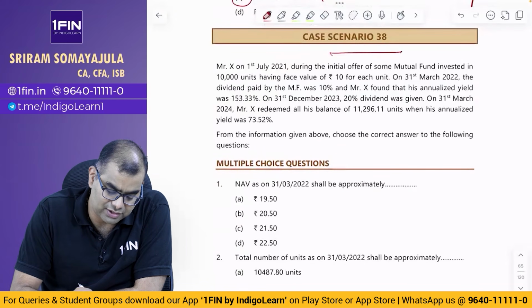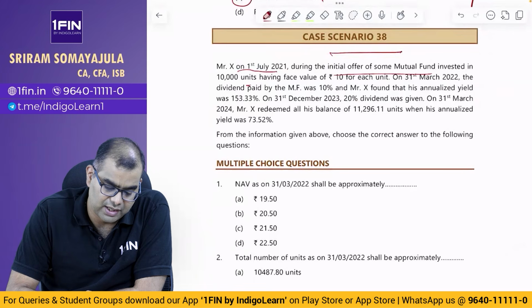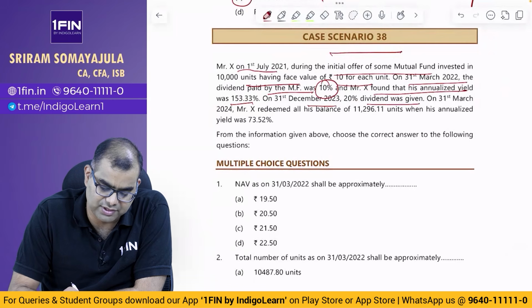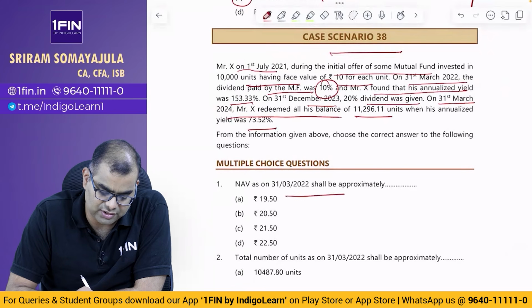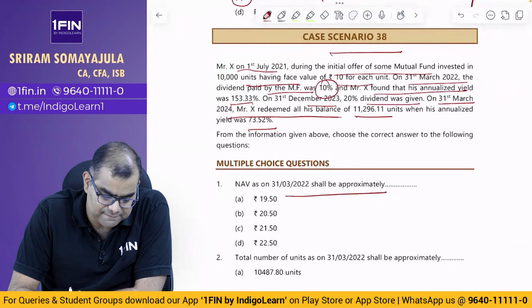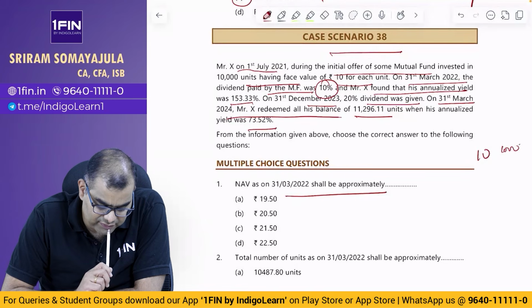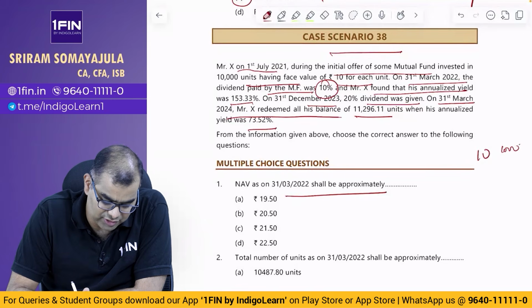Then question 38 or case scenario 38. Mr. X on 1st July during the initial offer of some mutual fund invested in 10,000 units having face value of 10 for each unit. On 31st March 22, the dividend paid by mutual fund was 10% and he found that his annualized yield was 153. On 31st December 23, 20% dividend was given. On 31st March 24, he redeemed all balance of so-and-so shares when his annualized yield was so-and-so. NAV as on 31/3/22 shall be. So, see, originally it was 10,000 units. Now, have they given anything? So, there's a thing that you have to work actually.